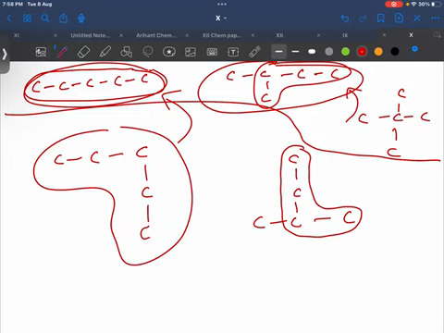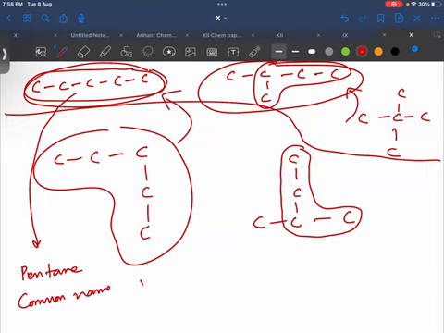Okay, so there are 3. The IUPAC name of this is pentane. Write down, everyone: IUPAC name is pentane, and common name is N-pentane, normal pentane. Look, all 5 carbon atoms are together and forming the parent chain. Okay? N-pentane.